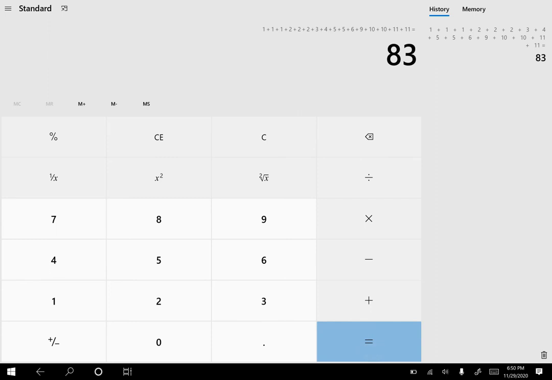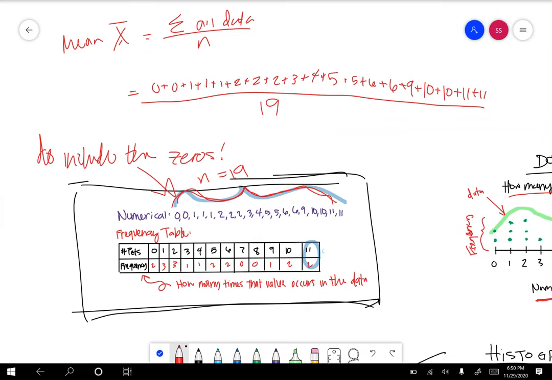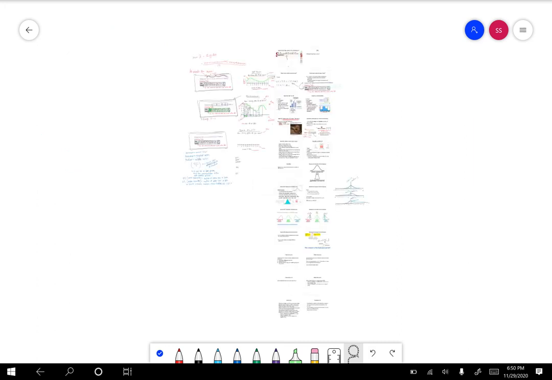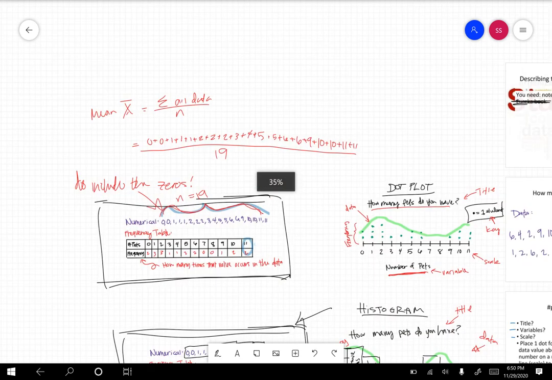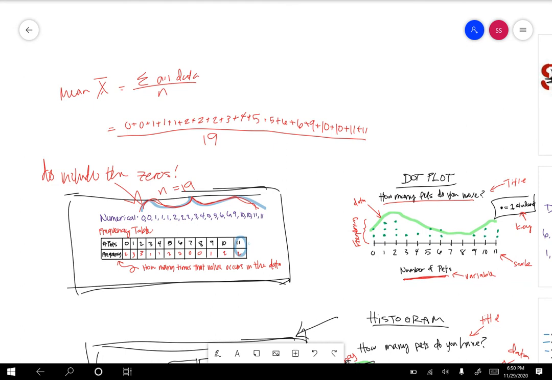Okay, so we get 83. That would be the sum of our data, so let's write that down so we don't forget. I'm going to write it up here. Okay. Here we go. The sum of that data is 83.